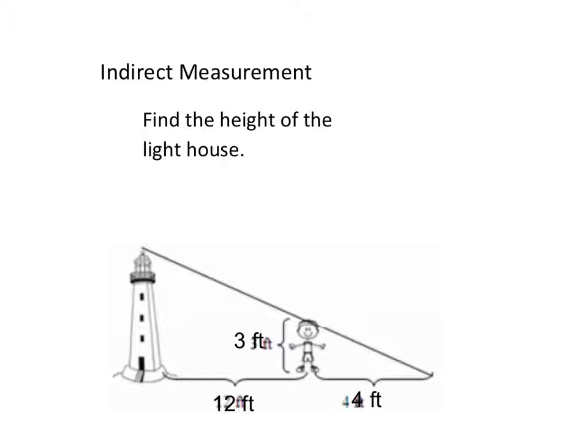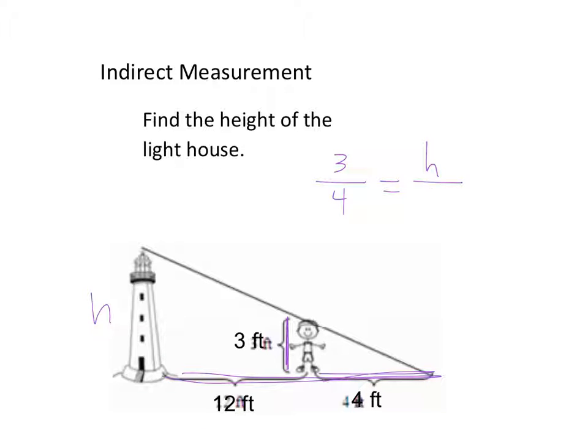So let's get a little bit of practice on indirect measurement. You went through this in 7th grade, but let's review it. Find the height of the lighthouse right here. So we're going to need to set up a ratio or a proportion. So I know the height of this person here is 3 feet to its shadow, which is 4 feet, and that's going to be equal to the height of the lighthouse to the shadow of the lighthouse.